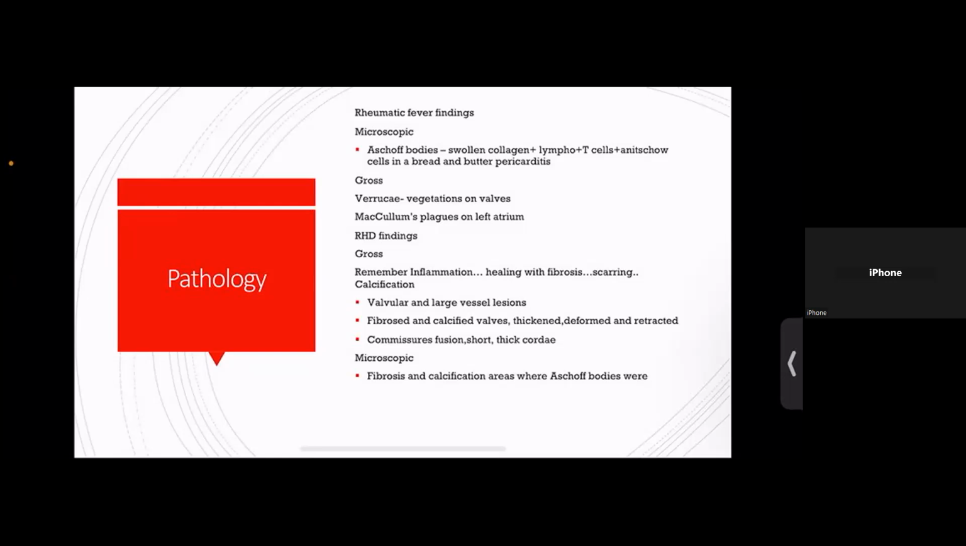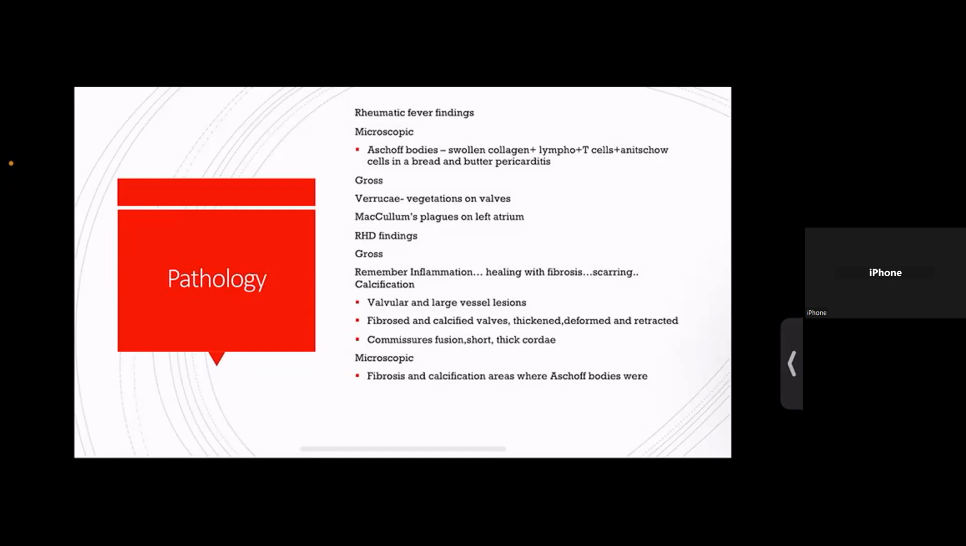So when you do a post-mortem of the heart, grossly, you're going to find valvular and large vessel lesions, okay? And we're talking about large vessels, not the atrium, but I mean the aorta and the pulmonary, particularly the aorta. You're going to find large vessel lesions and valvular lesions. And this is because of the areas where we're having healing with fibrosis.